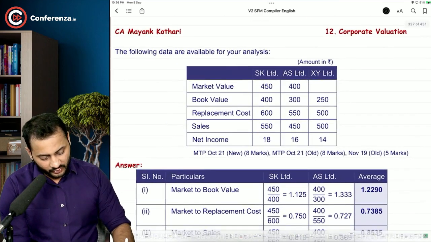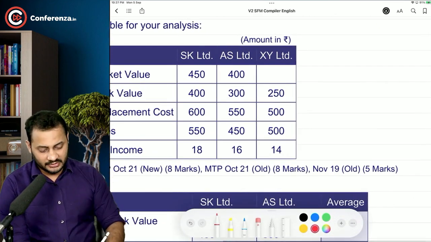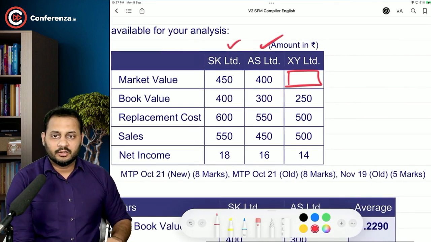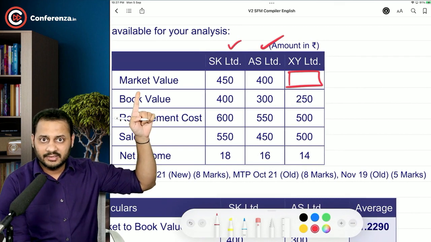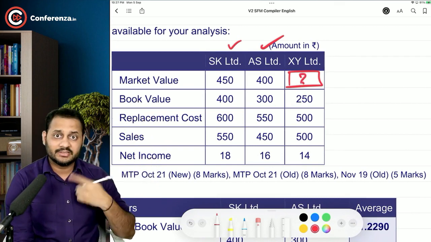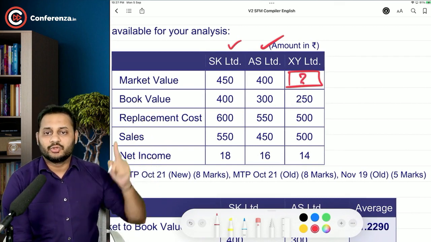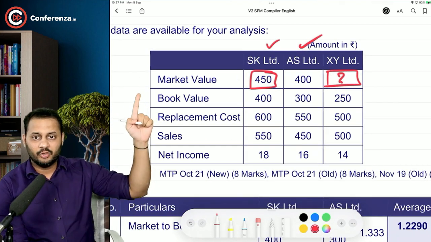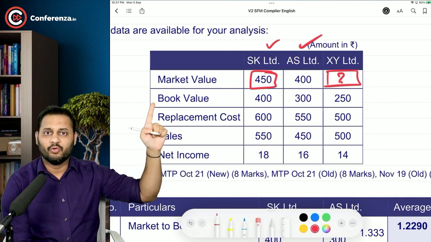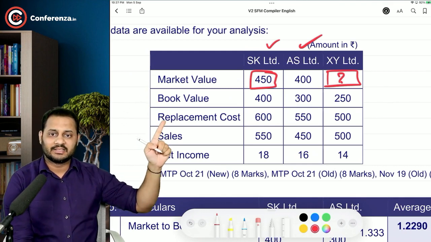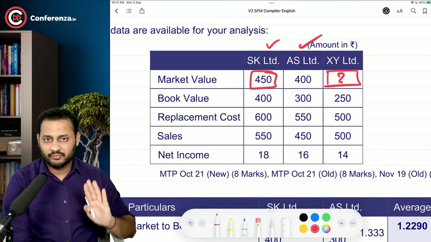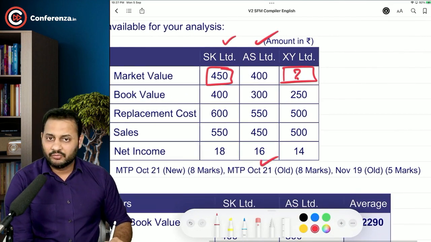Have a look. The following data is given for all the 3 companies. These 2 are the competitors, and this is what we have to calculate. The market value of the SK Limited and AS Limited is given, but XY Limited is being asked to calculate. So keep this as the basis, 450. Market value by book value, 450 by 400, then 450 by 600, 450 by 550. 450 by 18. So you will get 4 ratios. In the same way you will get 4 ratios here as well.